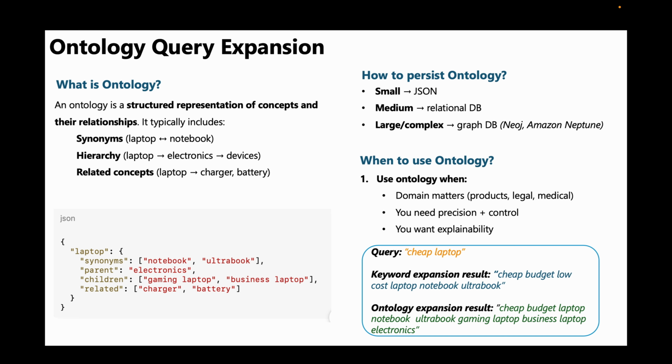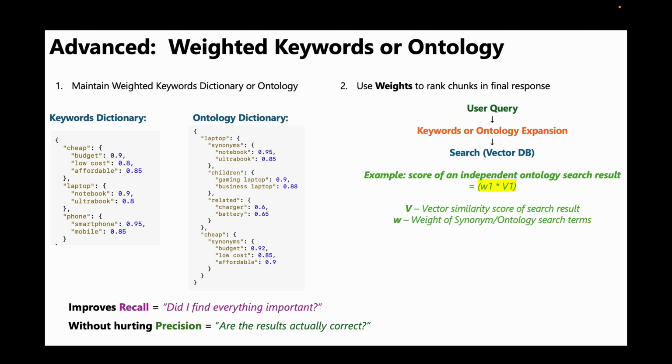A more advanced use of keywords dictionaries and ontology is to assign weights to individual terms during query construction. These weights can influence how strongly each term contributes to the retrieval step. If each keyword or ontology term in the expanded query is searched independently, then the weights on these terms can directly affect the scoring and re-ranking of the retrieved results. You can multiply the weight of the search term with the vector similarity score of the returned result to create the final score for that document. These weights can then be used to re-rank the vector search results.